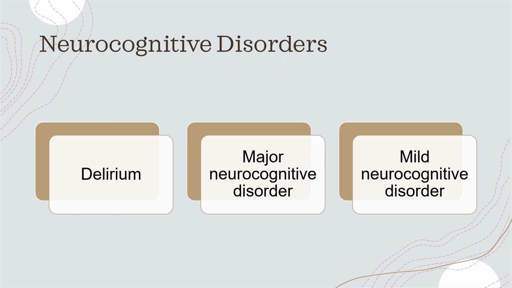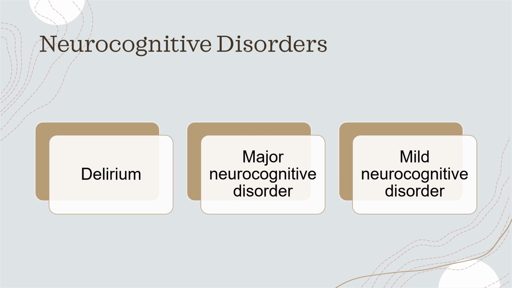So neurocognitive disorders are broken down into three main categories. The first is delirium, the second is major neurocognitive disorder, and the third is mild neurocognitive disorder. We're going to talk about each of these. We'll focus most of our time on major neurocognitive disorder. We'll talk very briefly about delirium.